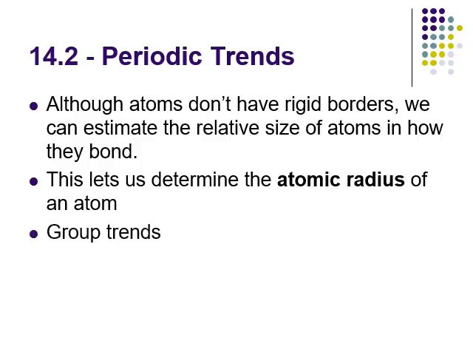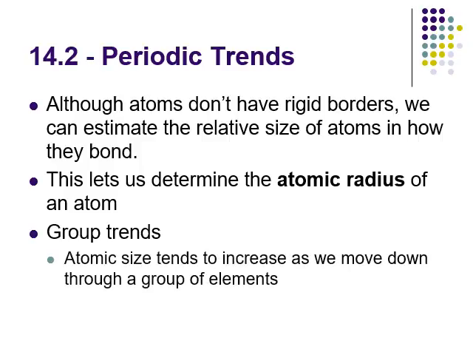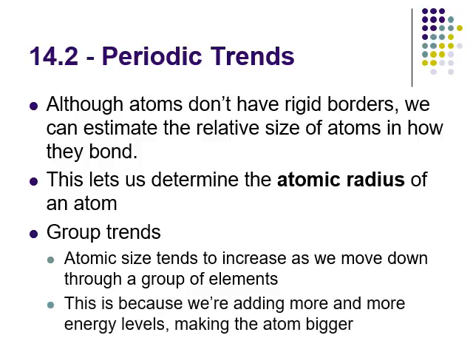So the group trend, again, groups being up and down. Atomic size tends to increase as we move down. So again, as we move down the periodic table, atoms get larger. And this is because as we're going down, if you remember from the last section, we start adding more and more energy levels. And as you add more energy levels, you add layers. My terrible joke that I always tell is that atoms are like ogres. They have layers. And the more layers you have, the bigger it is.